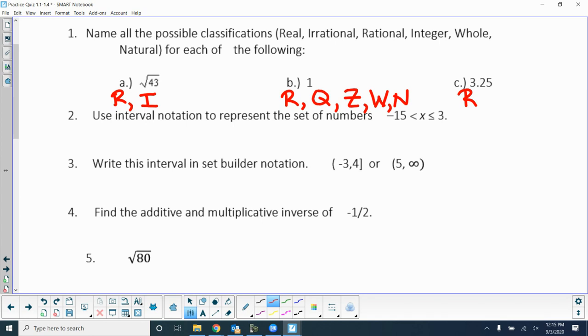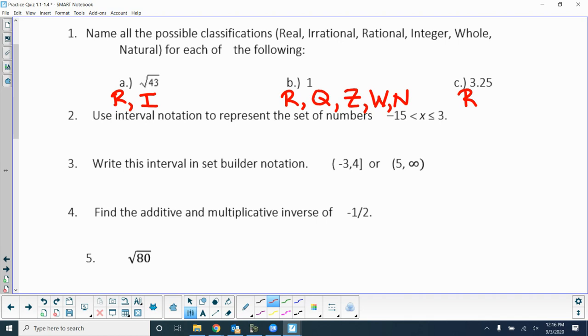You said that 0 wasn't a natural number. It is not a natural number, so everything above 0. Whole, no negatives. So all whole numbers bigger than 0 are natural. It's like 1.5 is not natural.